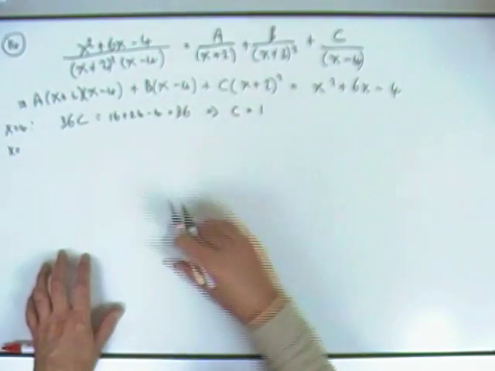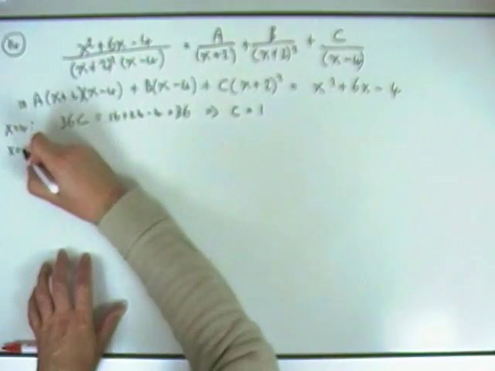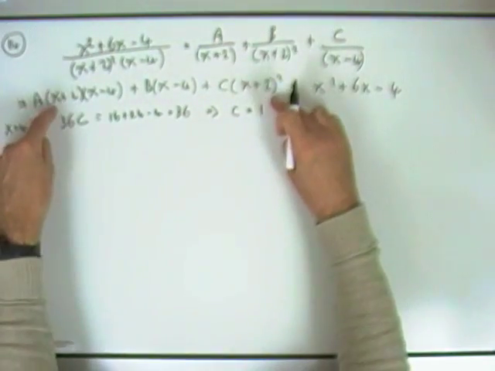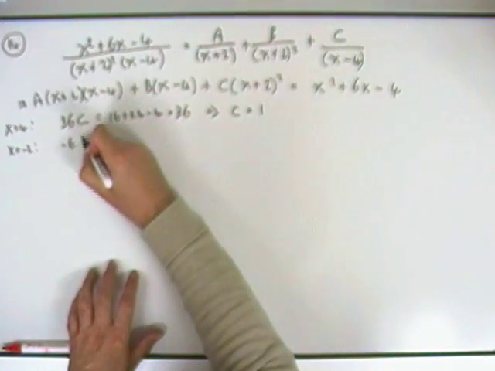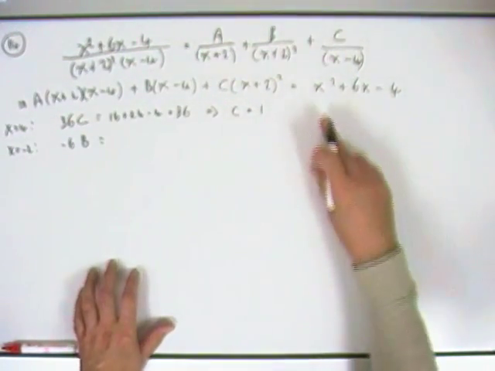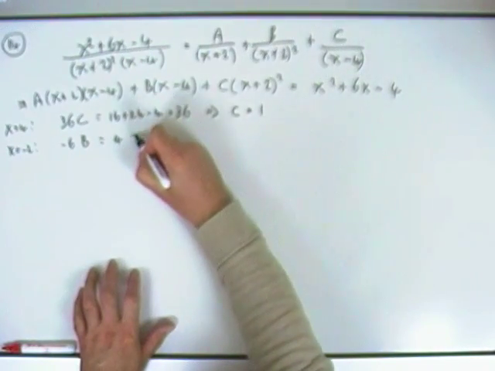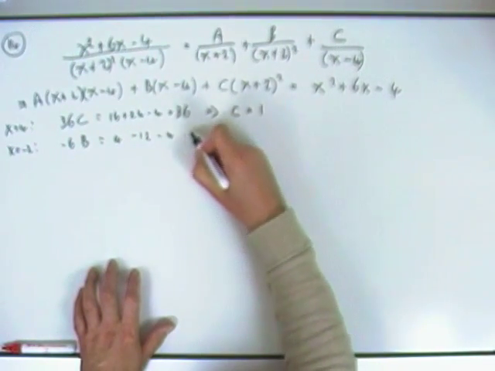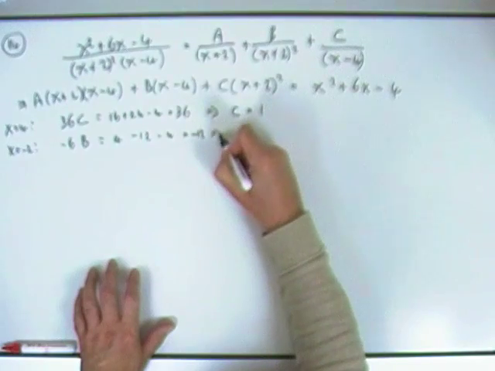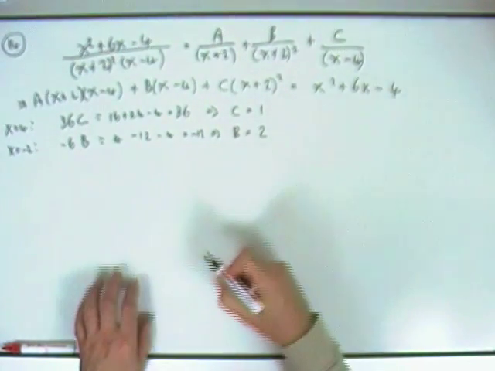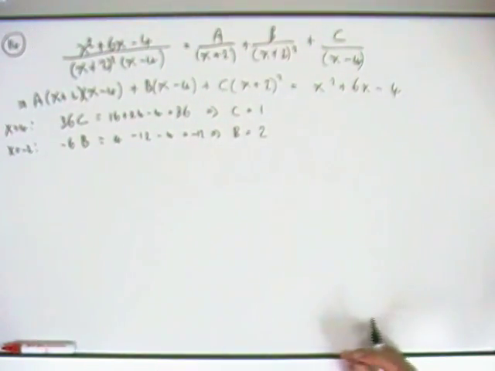Another knockout value. I can put negative 2 in, so x equals negative 2. Knocking out these terms leaves me with negative 6B equals, and then negative 2 into all of them. So that'll be 4 minus 12 minus 4. So that's minus 12. So B is going to be 2. All the knockout values have been used.